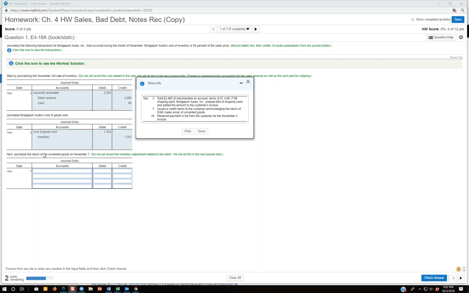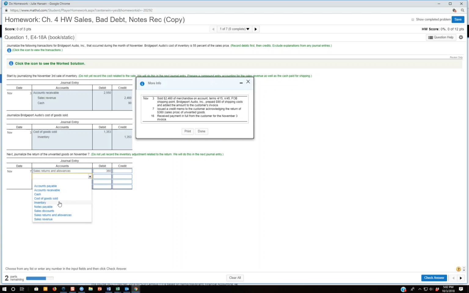Okay, and then the next thing that happens is on November 7th, they said they issued a credit memo to the customer acknowledging the return of some unwanted goods. So that's fine with me. I can take those unwanted goods back. So I'm going to record that as a sales return and allowance. So that's going to go here.